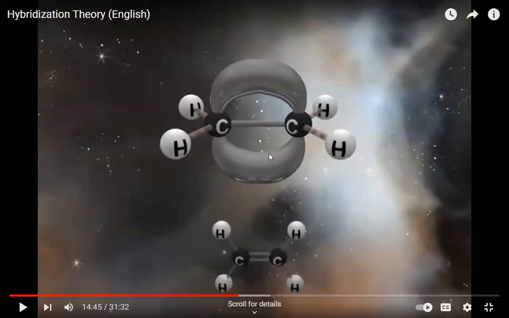Notice it said parallel p's. Both of these would be, we would say, in the y-axis, correct? Both of those were straight up and down, so they're parallel to each other. So how do you get a pi bond? Overlapping parallel, regular, unhybridized p orbitals. Okay, pi bond: overlapping parallel unhybridized p orbitals.